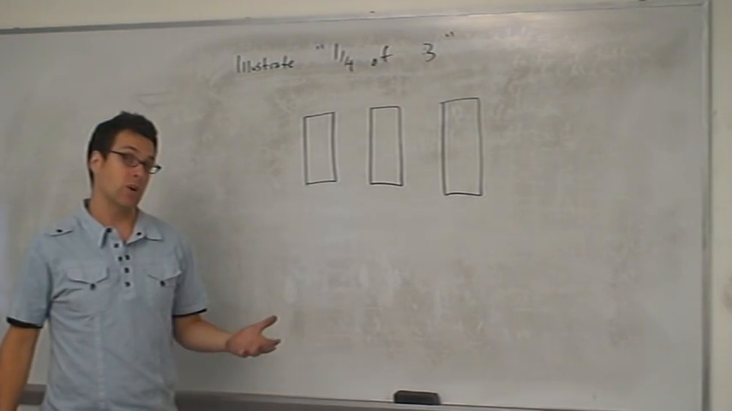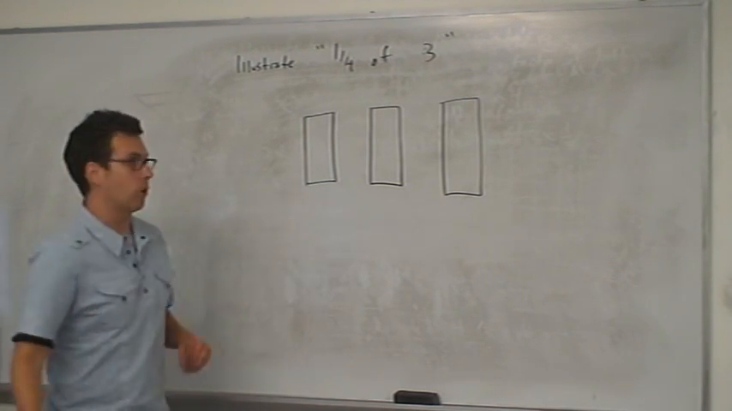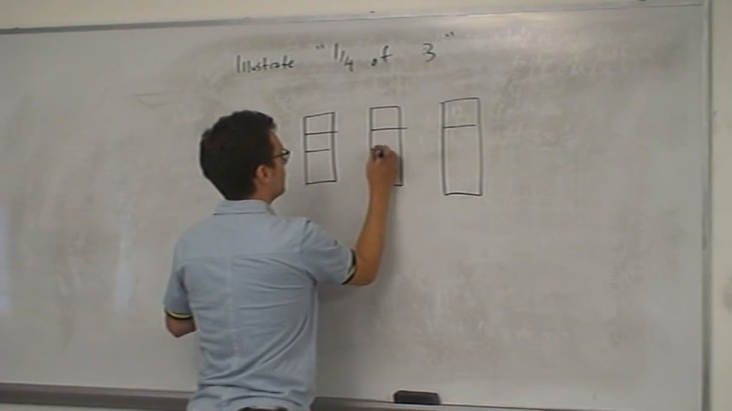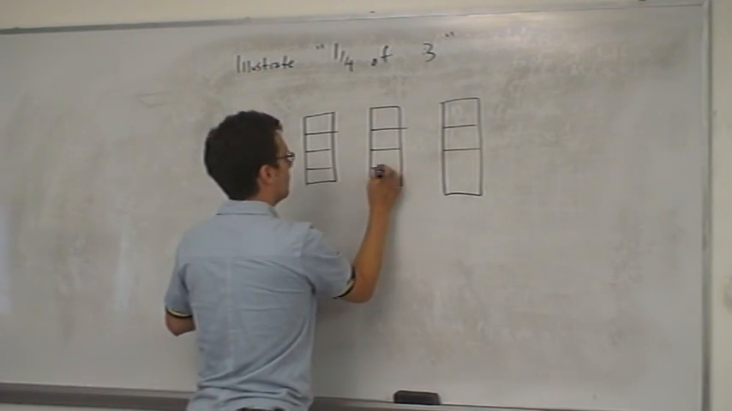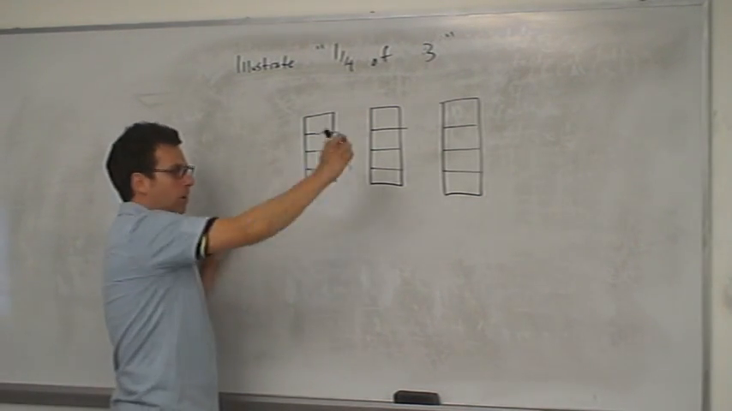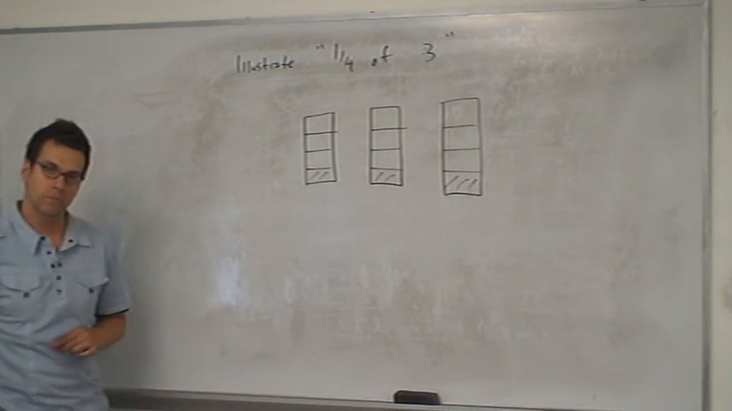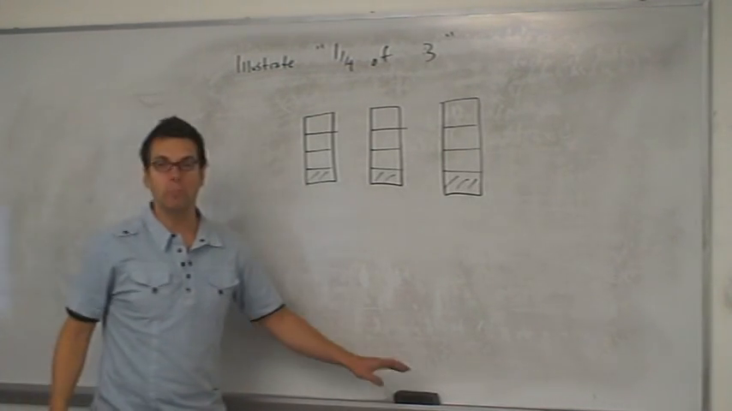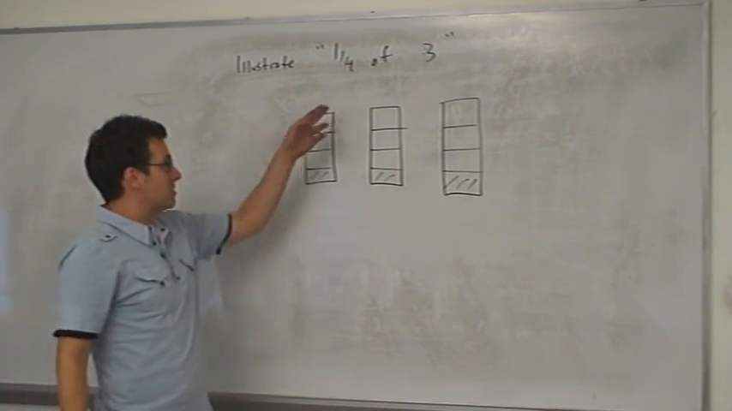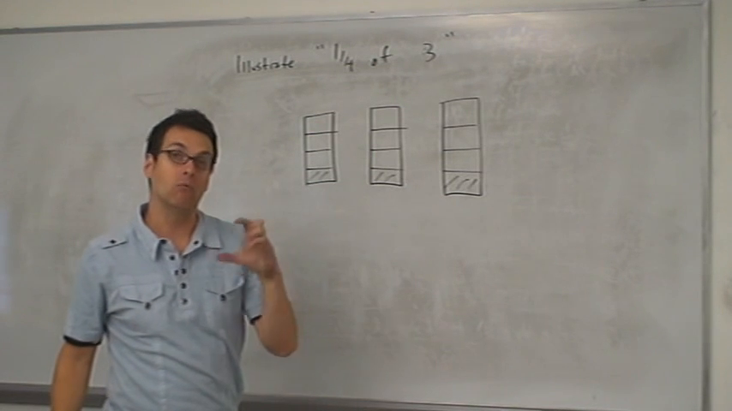Now, if we want to illustrate 1/4 of 3, well, we can do that by chopping each of these into 4 pieces. We chop each into 4 pieces. We want 1/4 of the 3. We can take 1/4 of each of these 3 pieces. Now, the difficult part of interpreting this diagram is understanding that the answer to the question 1/4 of 3 is a fraction, but it is a fraction of 1.